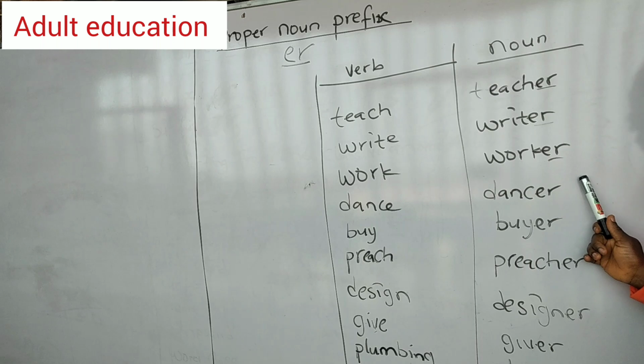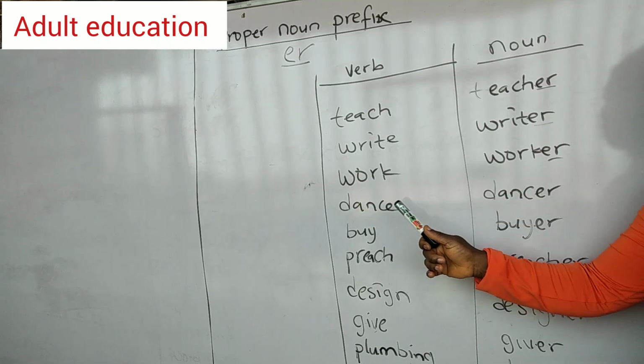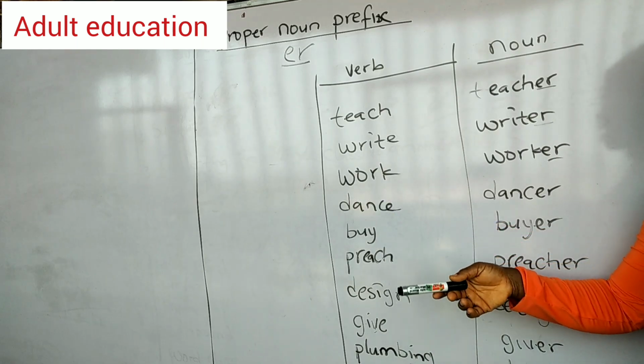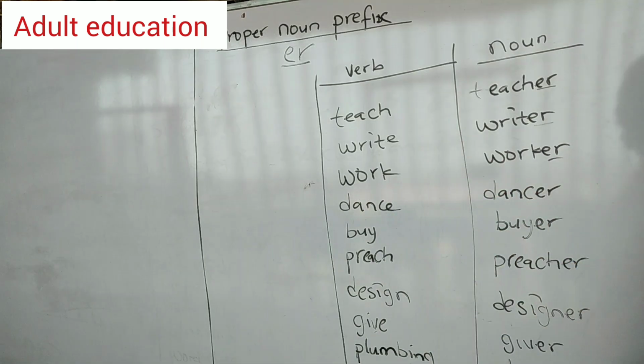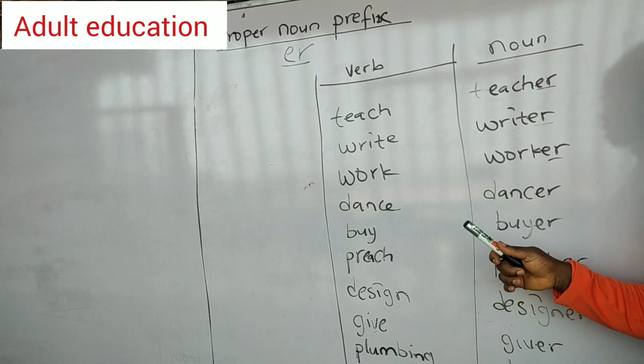We have worker, a worker does work. So a worker is the person that performs the work. Now the work here is the verb, it is an action, and we added the suffix ER and it became a person, a worker.